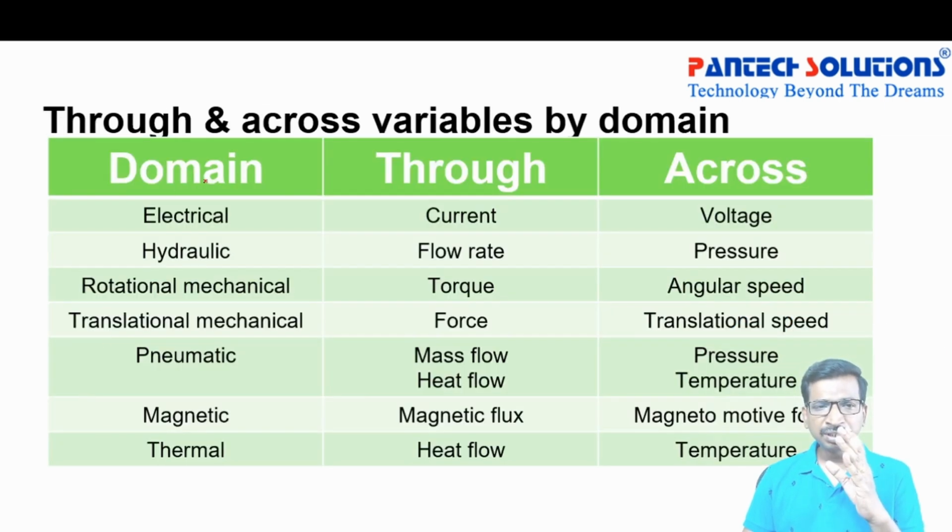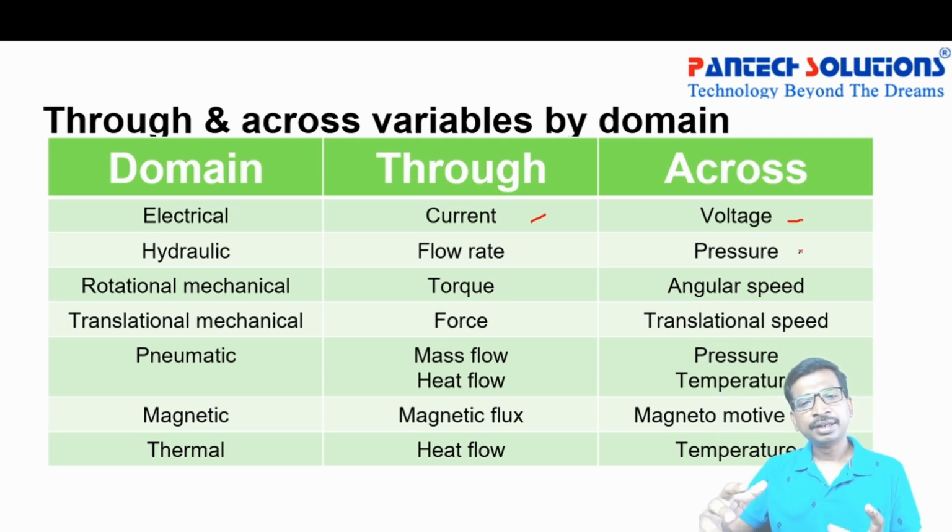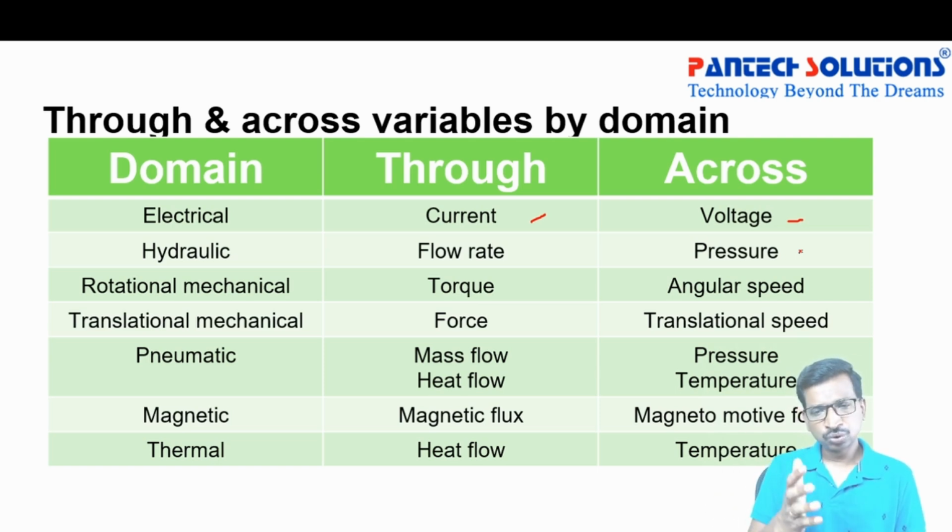There are different types of domains. In the electrical domain, the across variable is voltage and the through variable is current. Similarly, for the hydraulic domain, flow rate is the through variable and pressure is the across variable. If pressure is more, then the flow rate will also increase. There you can implement some control mechanism to control or to vary the flow. So like this we can understand. Now we should know what the detailed components are to achieve these through and across variables.